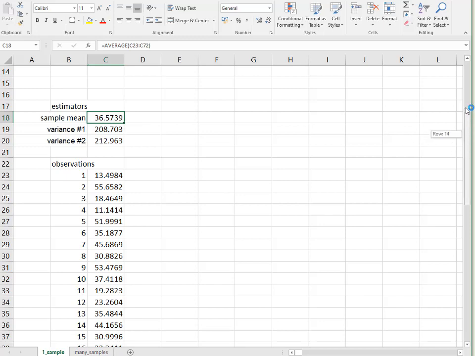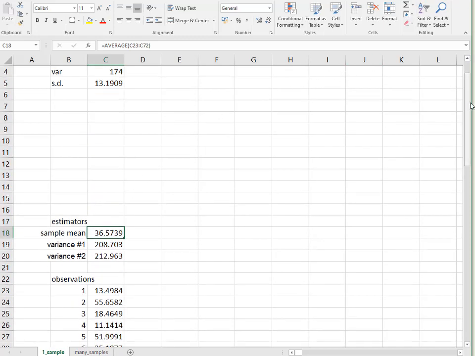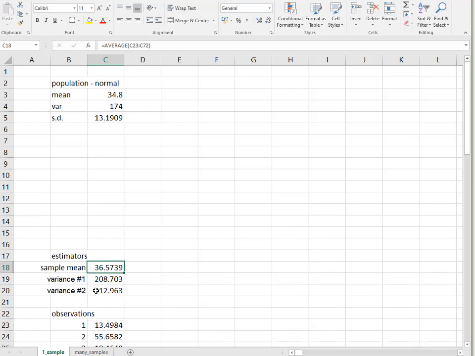Okay, well, as you can see, the variances come out, these are both too high compared to that. These are both too low. These are too high, much too high, too low, and so on. So again, they're never exact, but they're in the right ballpark.